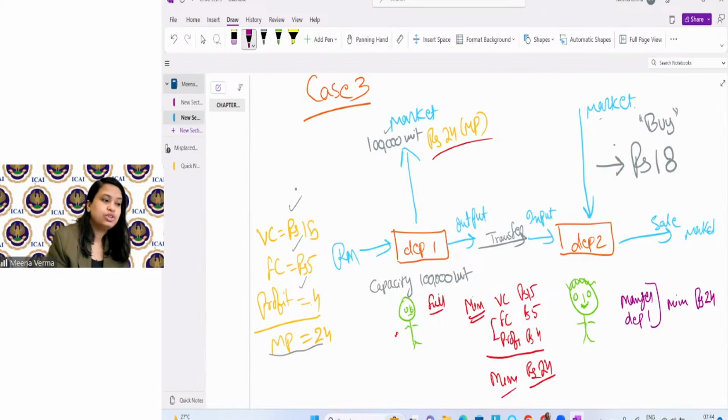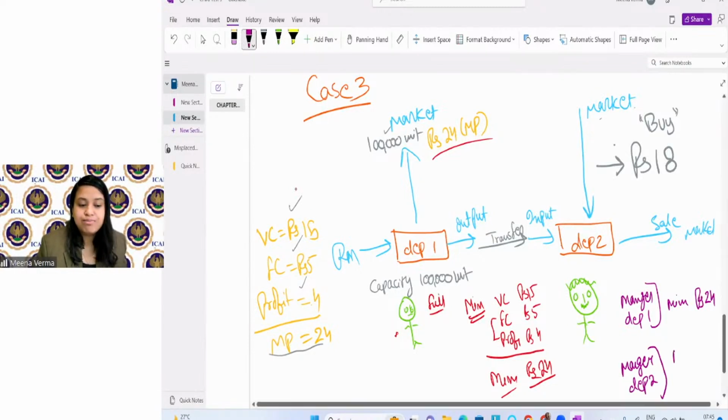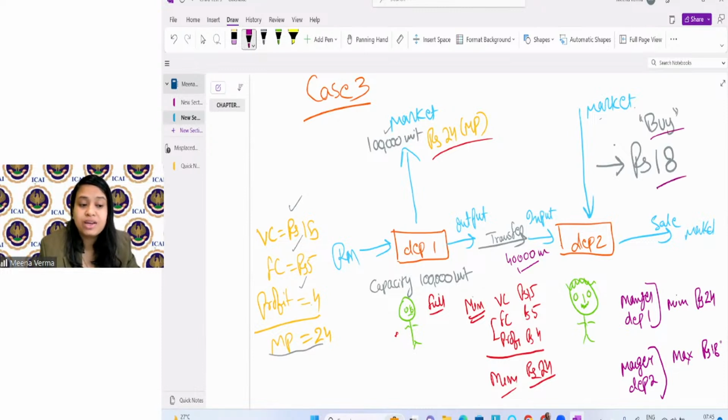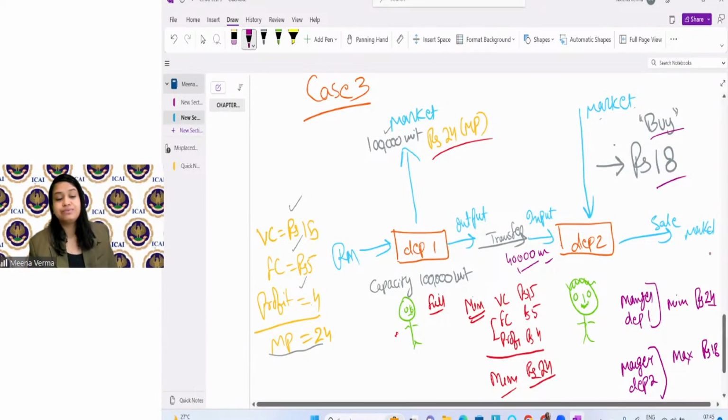Acha. So the manager of department 2, he will have the maximum. He will say, look, I cannot pay more than 18. Why? Because I can buy the same product from the market at 18. Why should I pay more than 18? I have the option. I need 40,000 units from you, but I can buy the same product from the market at 18. Why should I buy from you if you are giving it to me expensive?